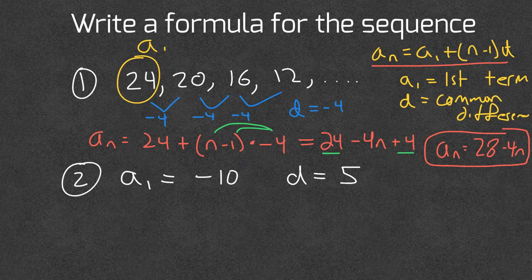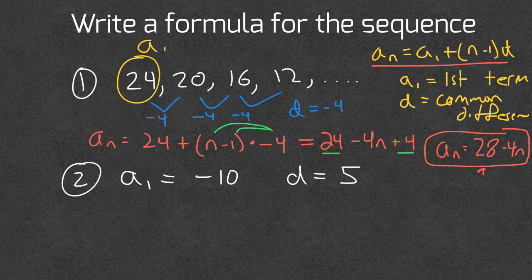That should kind of sound familiar. It sort of seems like slope-intercept form, like y equals mx plus b. And that's kind of what it is. The common difference is like a slope, and this 28 is sort of like a y-intercept, which would be a0 if there was such a thing.